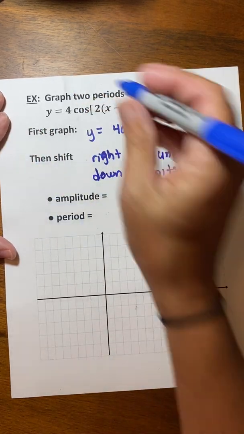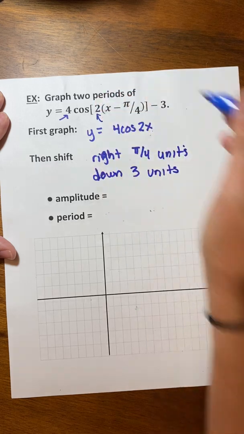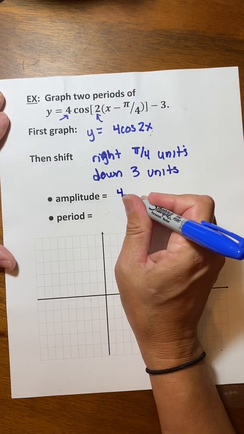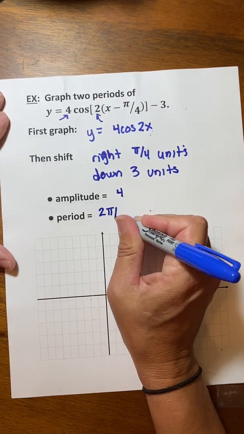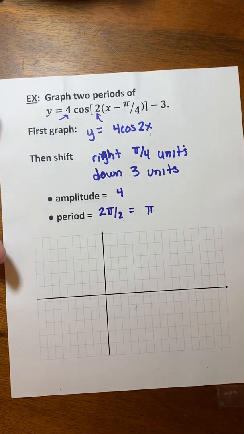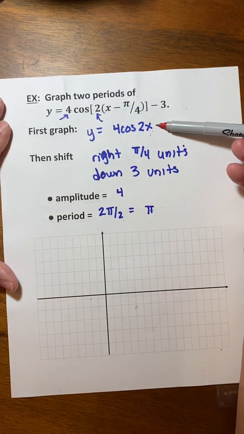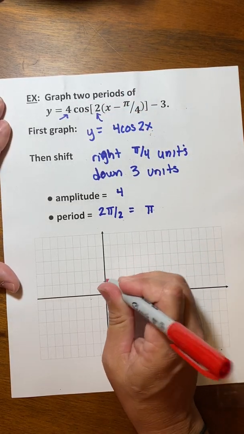All right, so looking at this graph, the 4 is going to determine the amplitude. The 2 is going to determine the period. So the amplitude is 4, and the period is 2 pi over 2, which is pi. All right, so we're going to draw one box. I'm going to ignore the whole thing. I'm just going to draw 4 cosine 2x. So I'm going to go up 4.